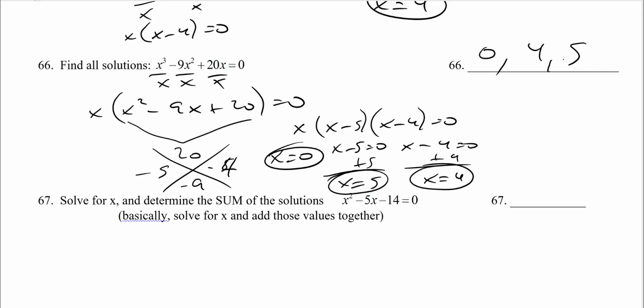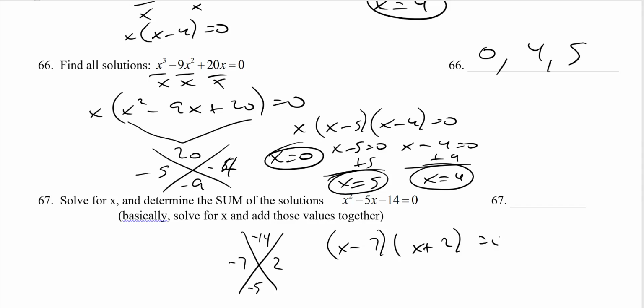Okay, 67, solve for x and determine the sum of the solutions. So it's just a little bit more involved here, but I'm factoring that. If I factor it, using the x method, I get negative 14, negative 5, so basically negative 7 and 2. Okay, so I get x minus 7 times x plus 2 equals 0.